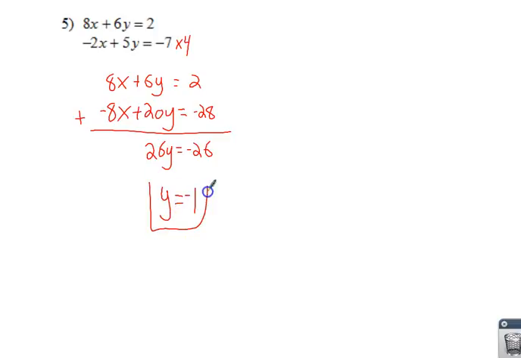What do I do with this y equaling -1? You can put that into either original equation. I'm going to pick the top one this time. Does it really matter? Absolutely not. Very good, imaginary voice in my head. It does not matter where you put it, so that's wonderful and glorious. But luckily here, I can put the -1 in for y, and when I do this, I get 8x minus 6 equals 2.